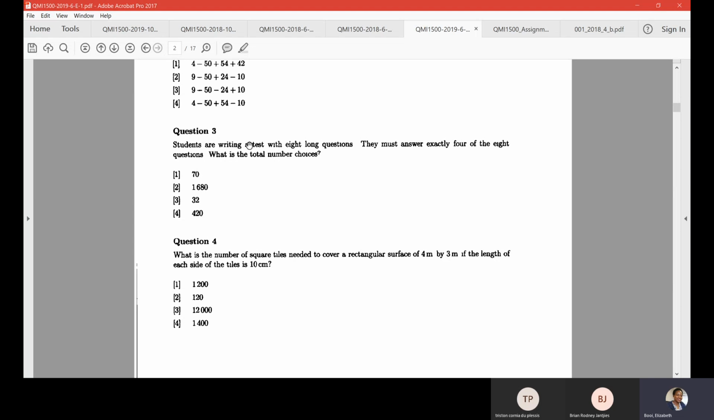Students are writing a test with 8 long questions. They must answer exactly 4 out of 8 questions. What is the total number of choices? See how straightforward these things are. Not to complicate your life while you are writing the exam. You have 2 hours in the exam.